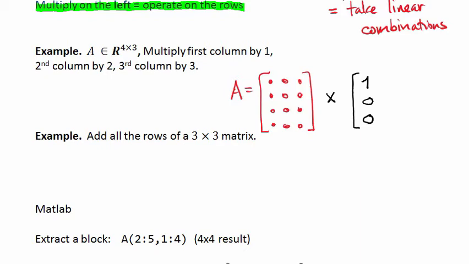If we want to multiply the second column by 2, well, we take 0 times the first column, 2 times the second column, 0 times the third column. And then finally, we do it again. We take 0 times the first column, 0 times the second column, and 3 times the third column. So whatever A is, if I multiply A by this matrix on the right, I'm operating on the columns of A in such a way that in the first column, I just take 1 times A1. In the second column, I just take 2 times A2. And in the third column, I just take 3 times A3.